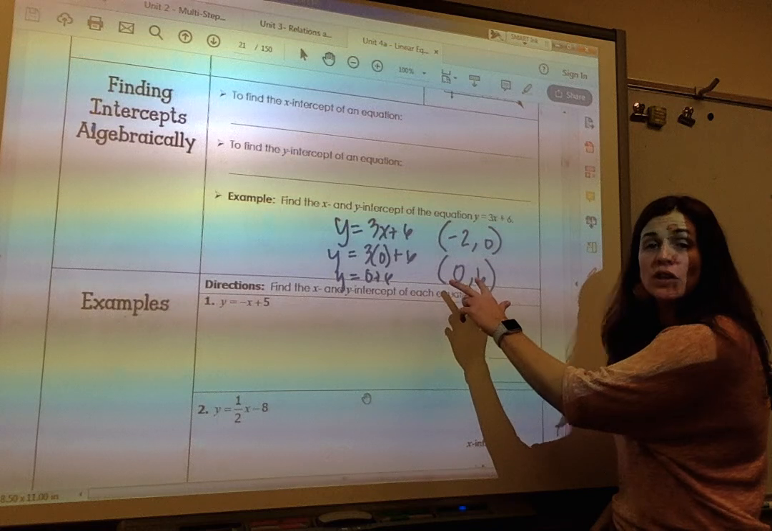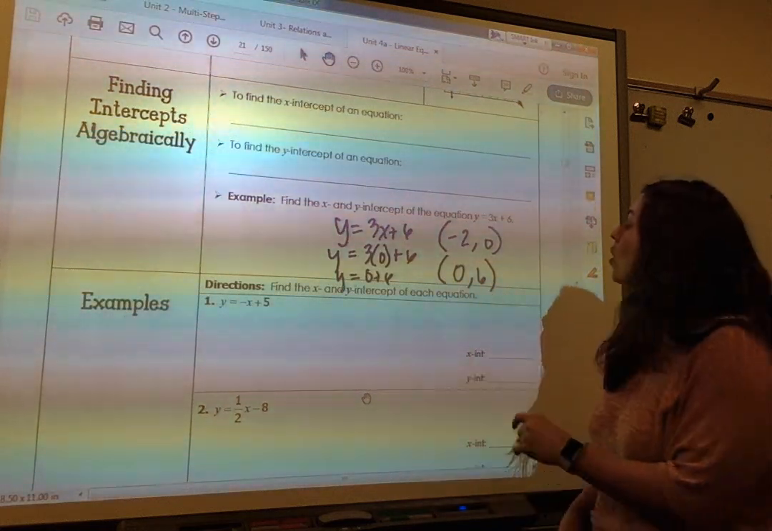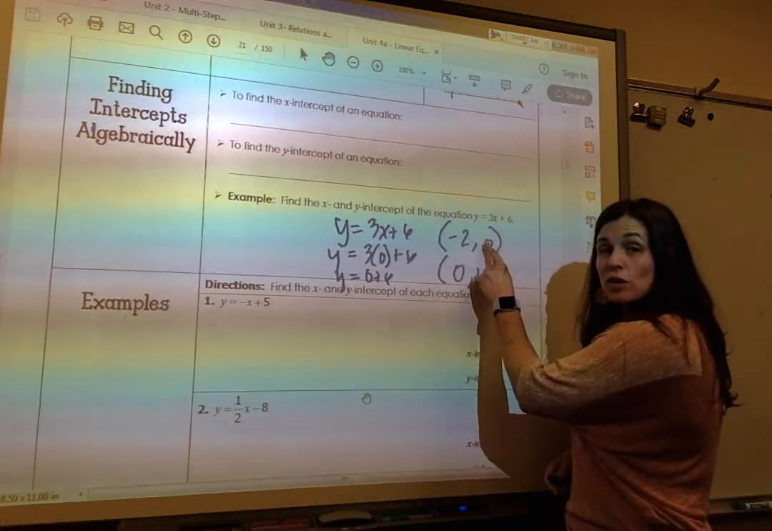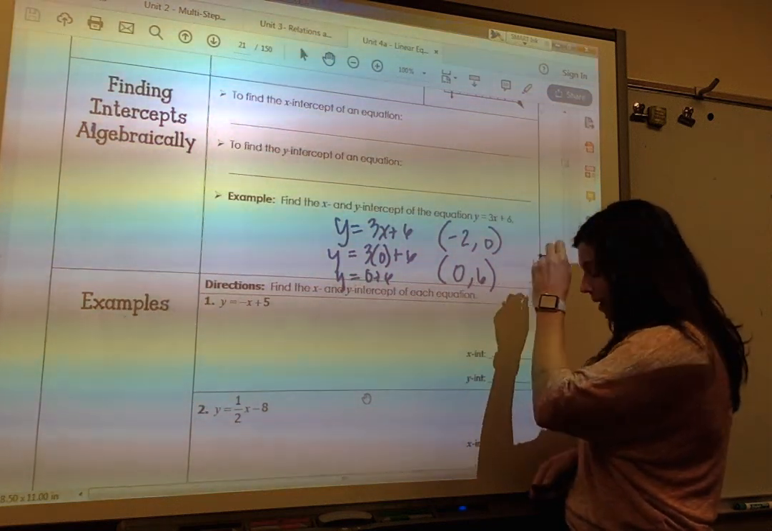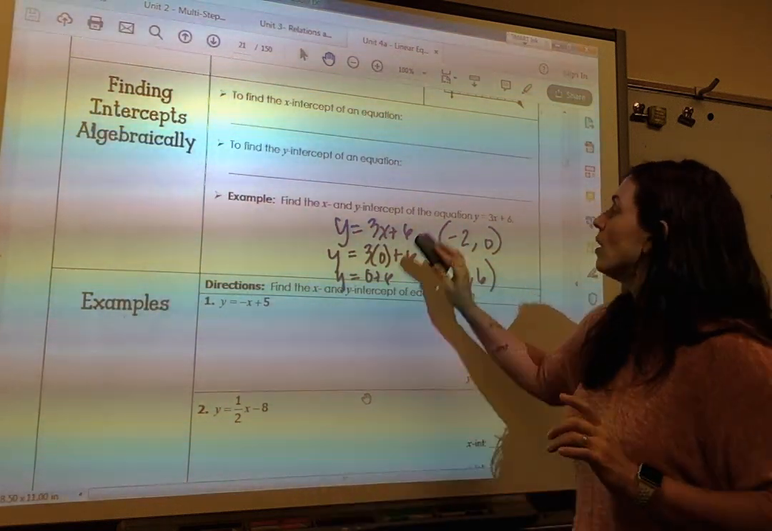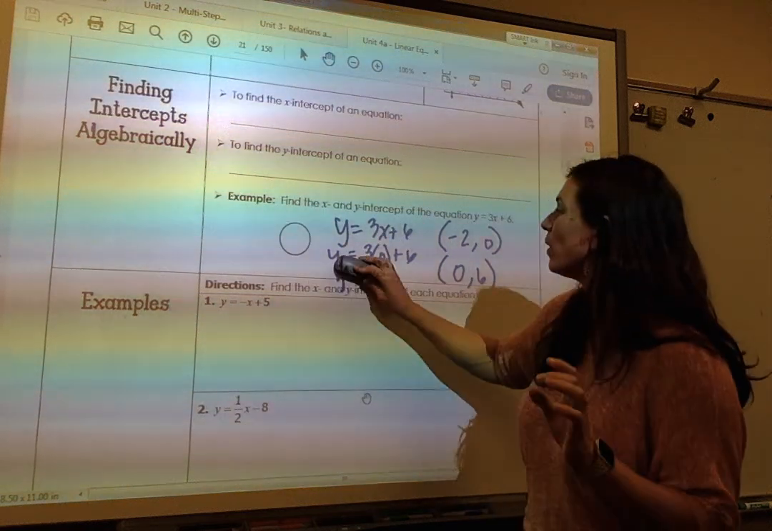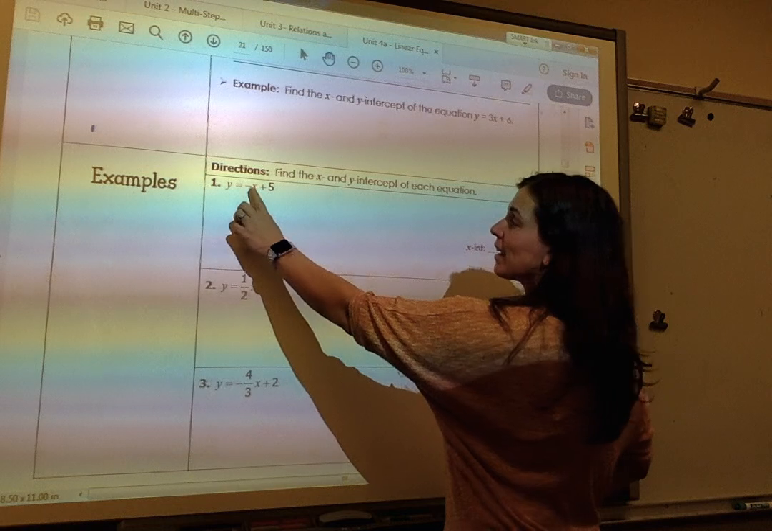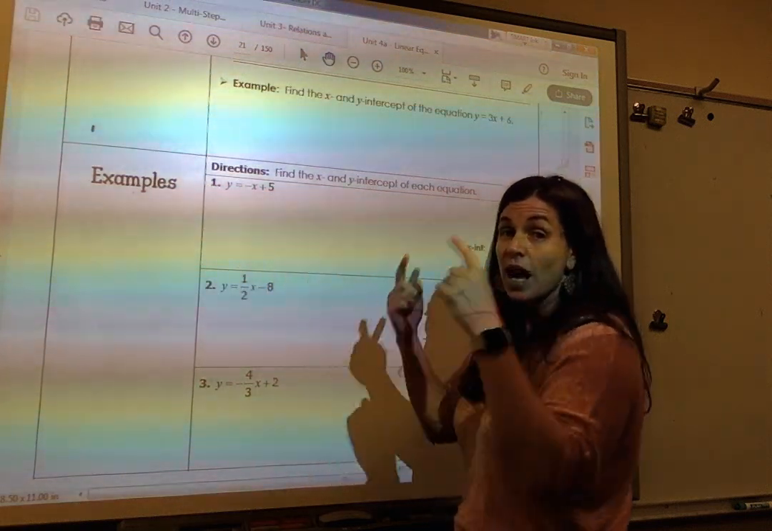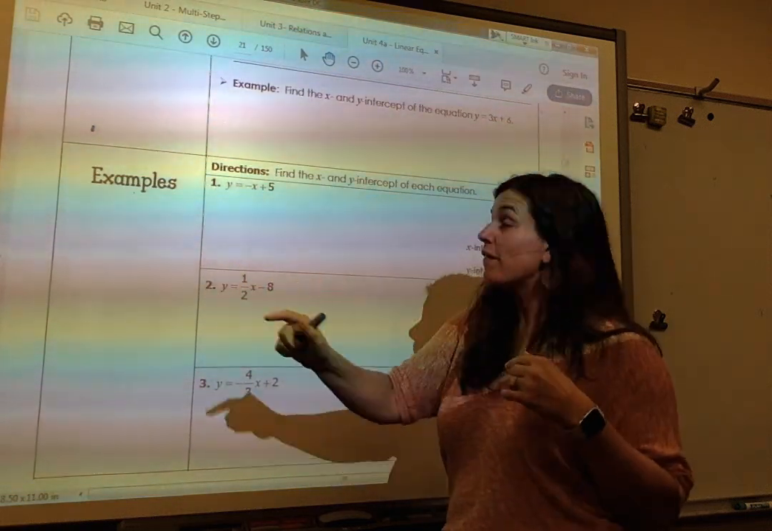And now it looks like just what it did on our paper. My x-intercept is -2, my y value is 0. My y-intercept is 6, and therefore my x value is 0. So all we're really doing is covering up values. If I want to solve for x, my x-intercept, I know that my y value is going to be 0.